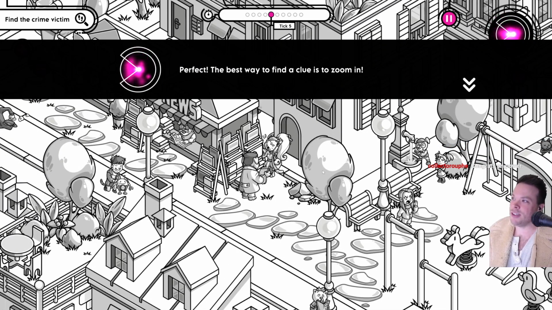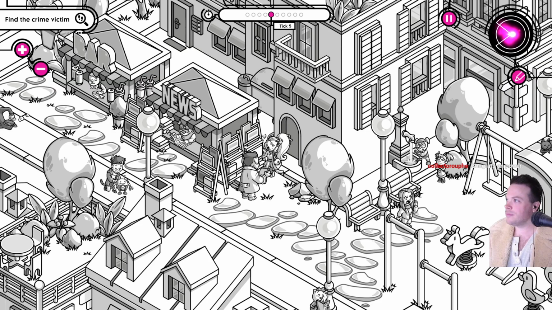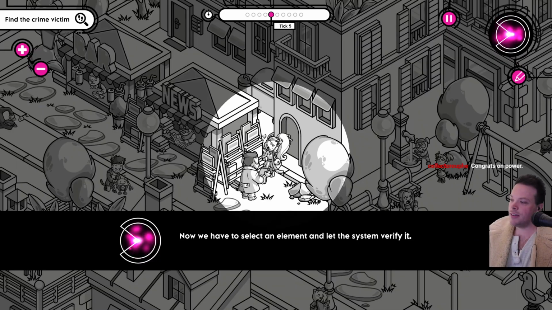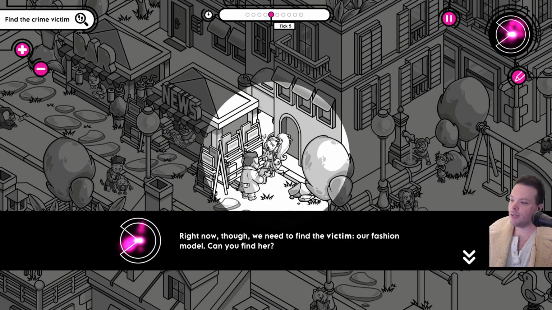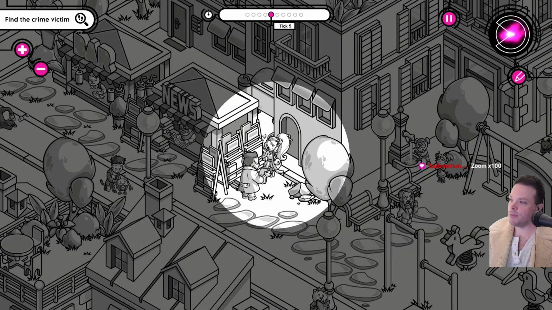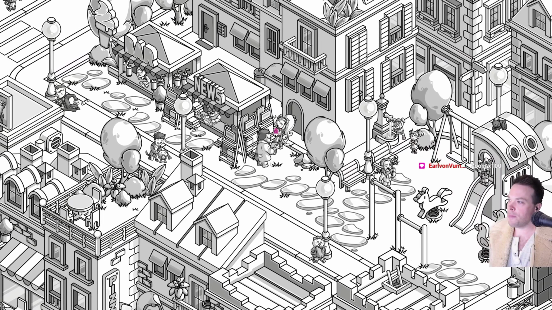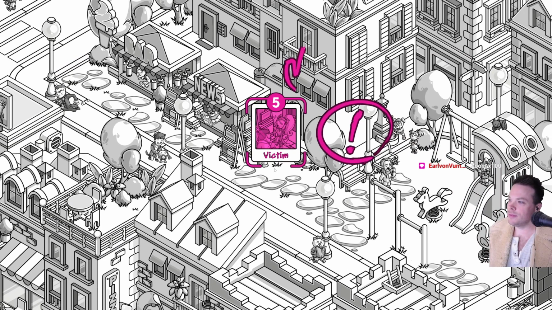The best way to find a clue is to zoom in. Now we have to select an element and let the system verify it. If it's actually a clue, it will be highlighted. To select an element, press and hold until the system answers. Right now, though, we need to find the victim. Our fashion model. Can you find her? Victim!